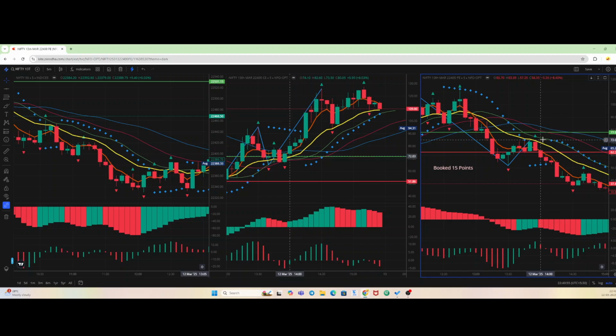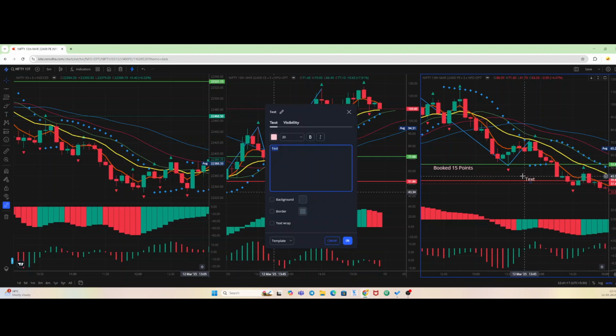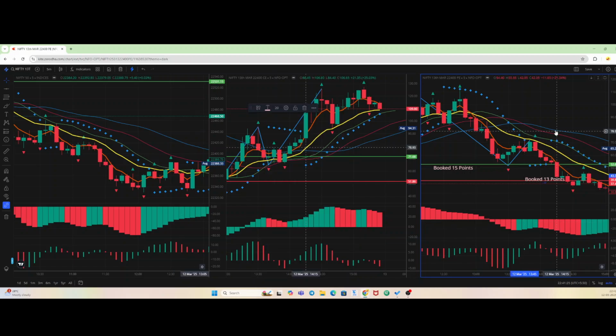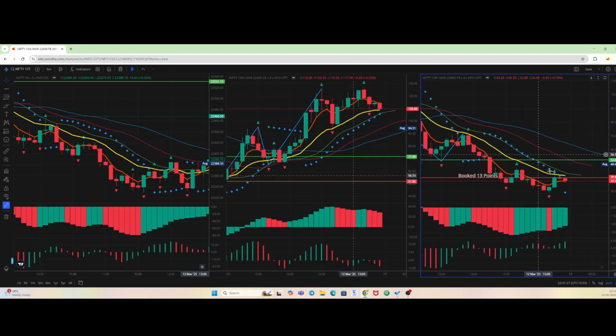What we did, again we entered this area, based on the indicator support. Then exited this area, means 52 we entered, around 39 we exited. So that means around another 13 point. Booked 13 points.